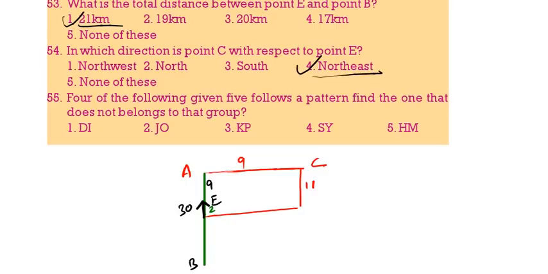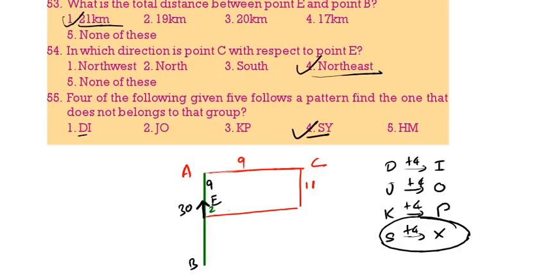4 of the following 5 are alike in a certain way and hence form a group. Which is the one that does not belong to the group? See here, 4 of the following 5 belong to a certain pattern. This one is not related to the others. This is related to alphabets. After D, 4 letters gap, I. After J, 4 letters gap, O. After K, 4 letters gap, it will be P. After S, T, U, V, W, 4 letters gap, we will get X, not Y. So SY is the odd one out.